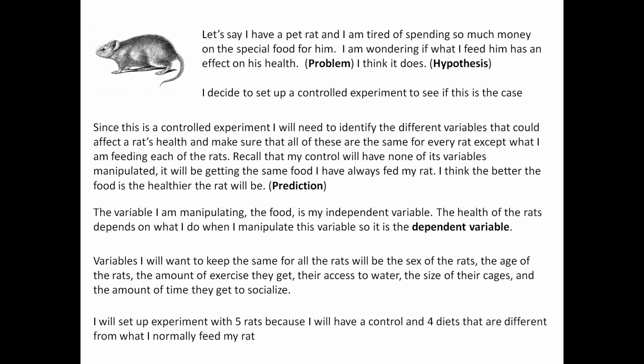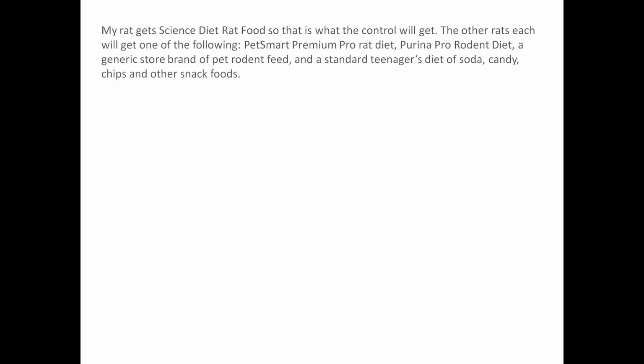I'll set up the experiment with 5 rats, with one being the control, and then 4 diets that are different from what I normally feed my rat. My rat gets Science Diet, so that's what the control will get. The other rats each will get one of the following: PetSmart Premium Pro Rat Food, Purina Pro Rodent Diet, a generic store brand of pet rodent food, and a standard teenager's diet of soda, candy, chips, and other snack foods.